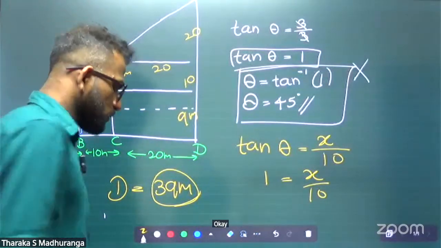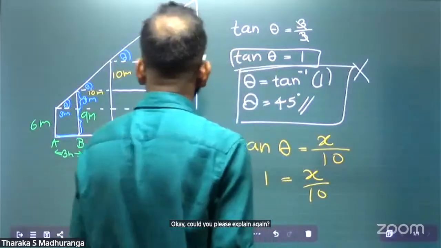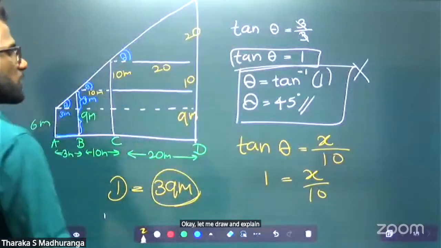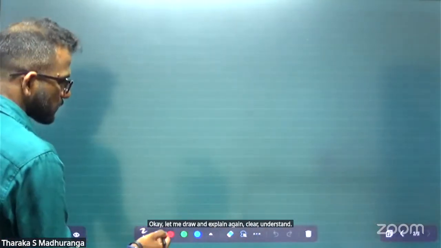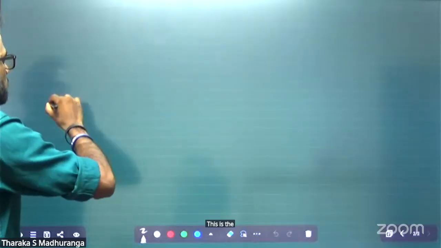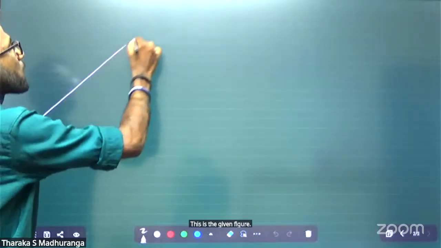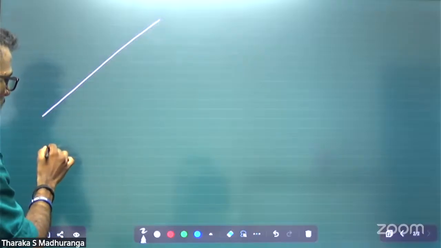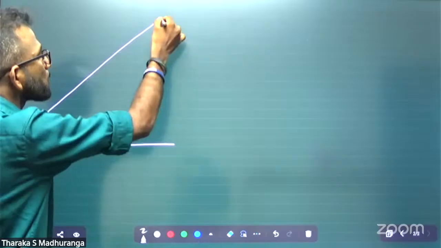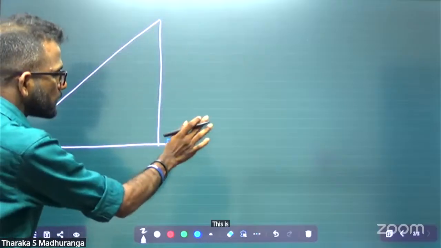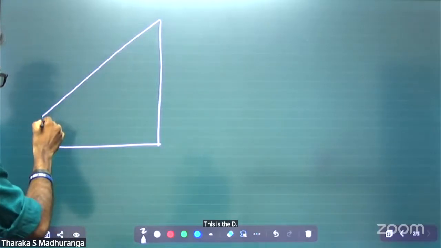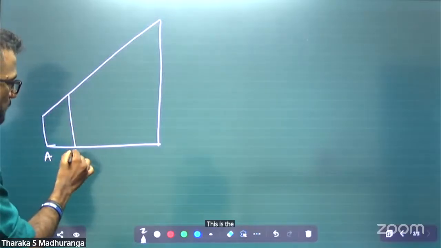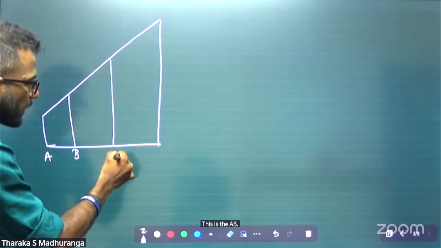Okay. Could you please explain again? Okay, this is the method, sir. Okay, let me draw and explain again. Understand clearly. This is the given figure. This is the D. This is A, B, C, and D.